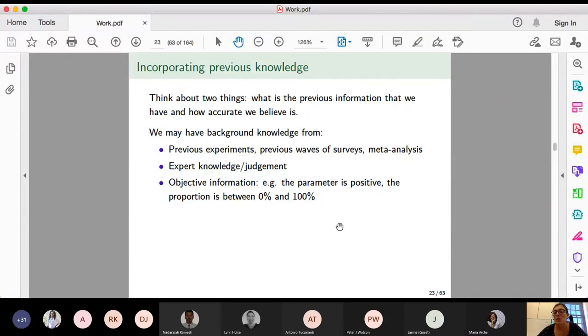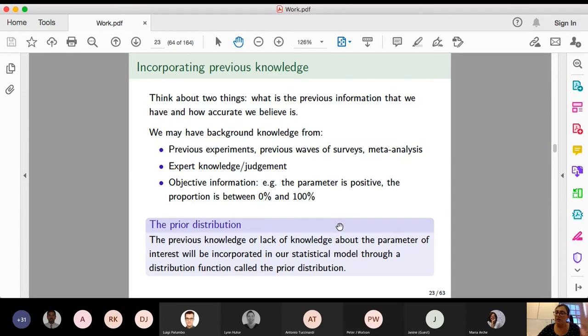These first two we call subjective information, and there is also objective information. For example, if you are trying to estimate a variance, you know that this parameter is always positive. It can never be negative, right? So that's objective information. Or if you are trying to estimate a proportion, you know that the proportion is always a number between 0 and 1. And that could also be incorporated in your analysis as objective information.